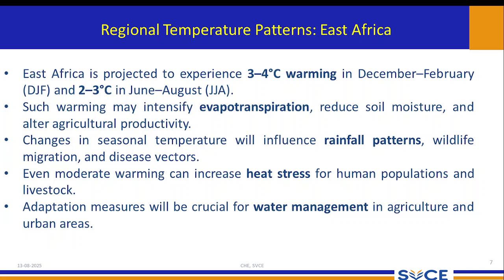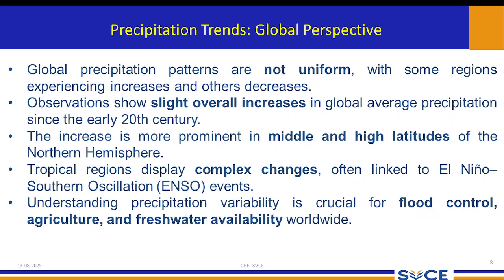Adaptation measures will be crucial for water management in agriculture and urban areas. So the temperature pattern will affect agriculture as well as urban areas. That's what they mean. Adaptation measures will be crucial, very important, because of this effect, what counter effect needs to be done in order to reduce this increase in temperature? Precipitation trend, global perspective.